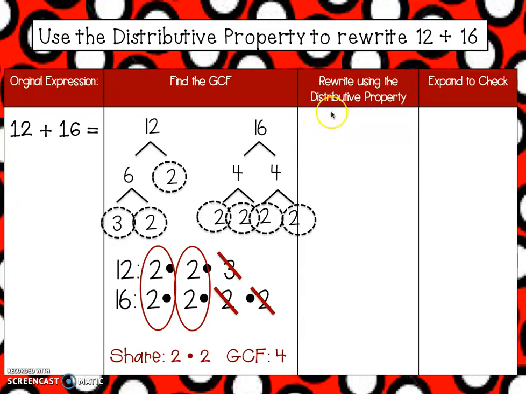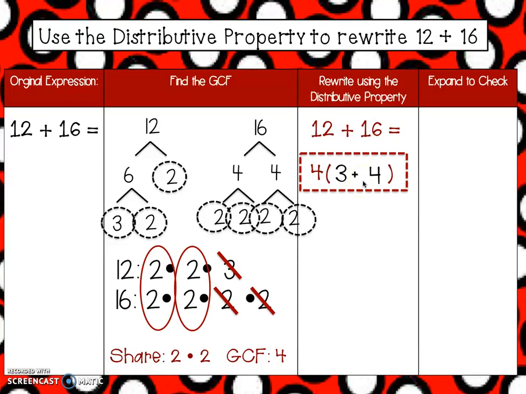So since we found the GCF, what we can do now is we can put our 4 on the outside of the parentheses. So here's our original problem, and we're going to pull it out, we're going to factor it, put it on the outside of the parentheses, and then we're going to divide each term by the 4. So 12 divided by 4 gives us a 3 left on the inside, plus 16 divided by 4 leaves us with a 4 on the inside. So our final answer is 4 parentheses 3 plus 4.